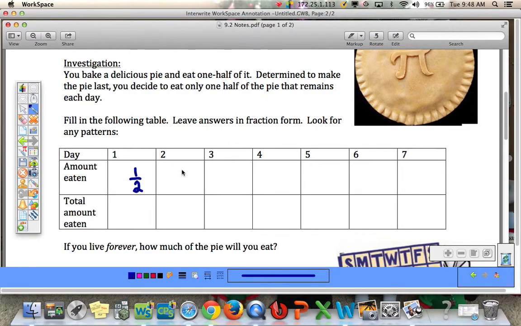On day 2, you eat half of the pie, or you multiply 1/2 times the 1/2 and you get 1/4. On day 3, we multiply 1/4 times 1/2, and we eat 1/8 of the pie. On day 4, we'll eat half of 1/8, which is 1/16. On day 5, half of 1/16 is 1/32, and so on.